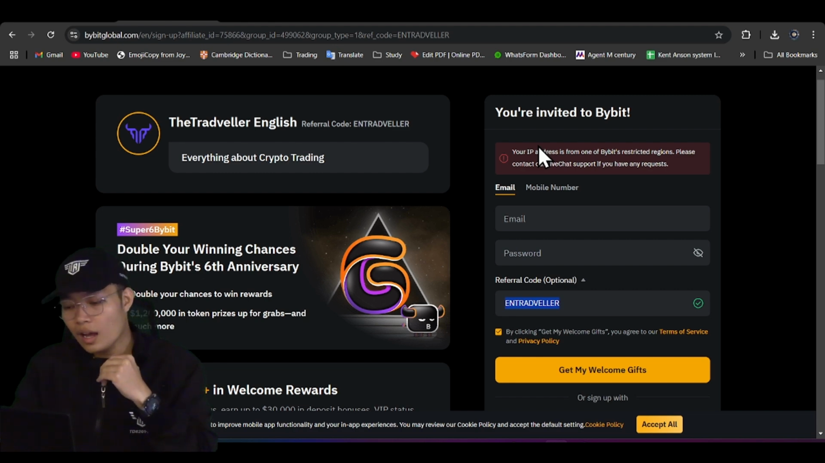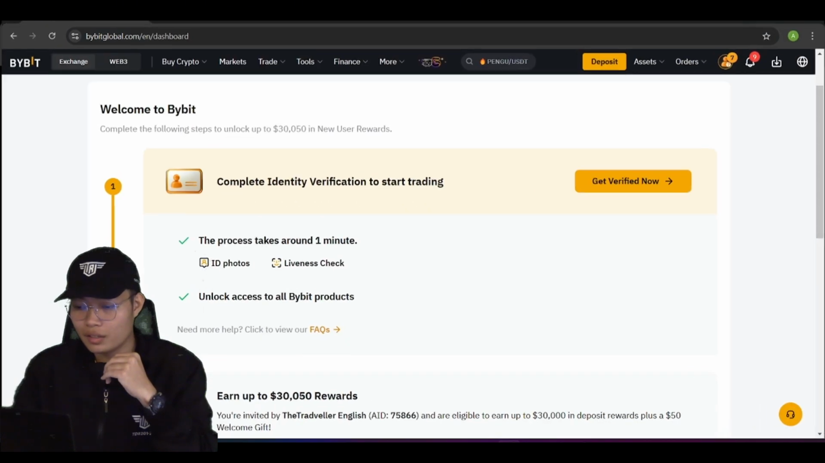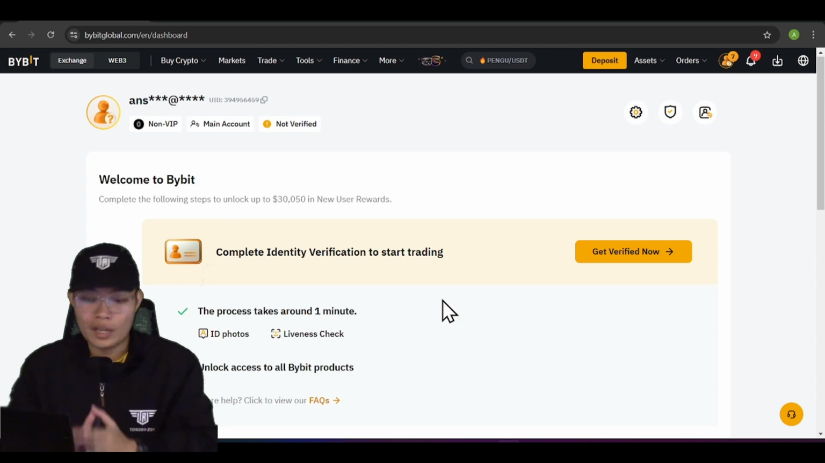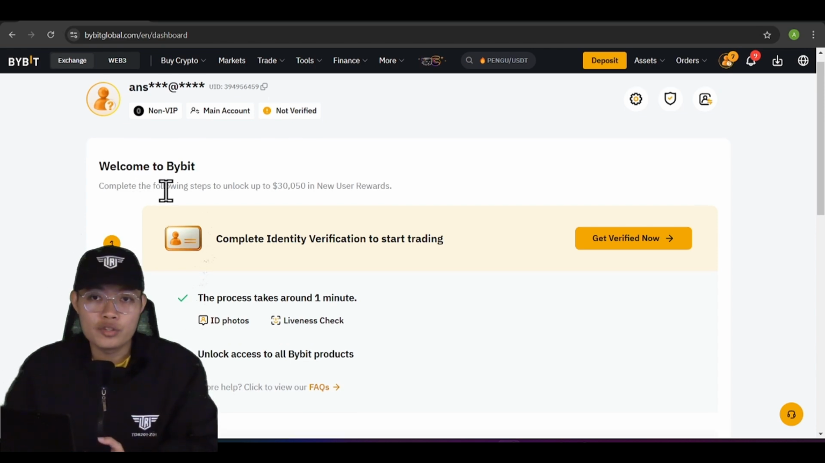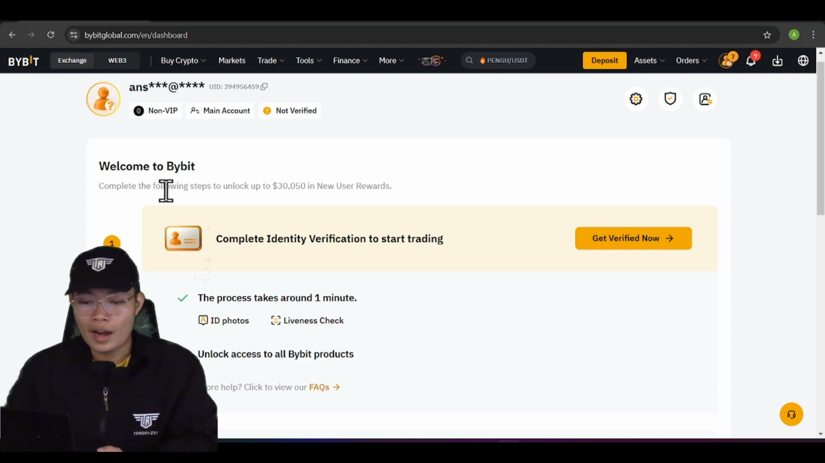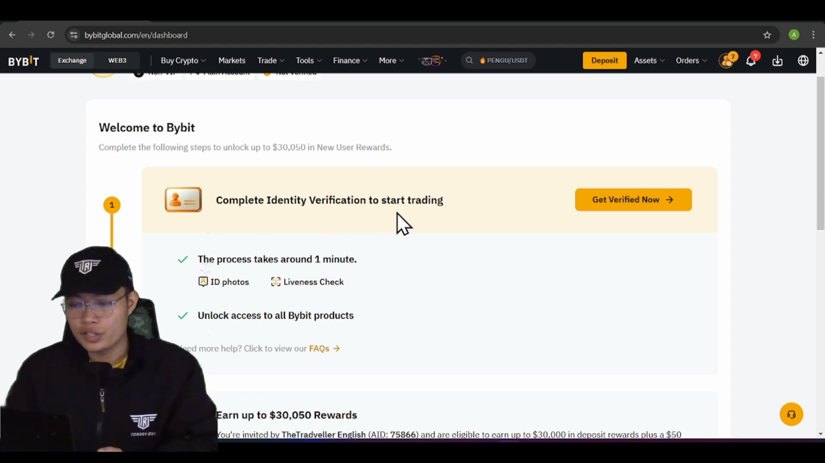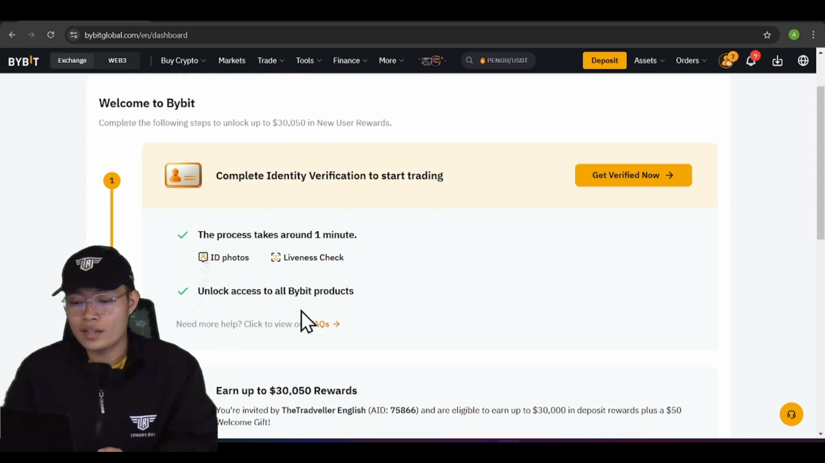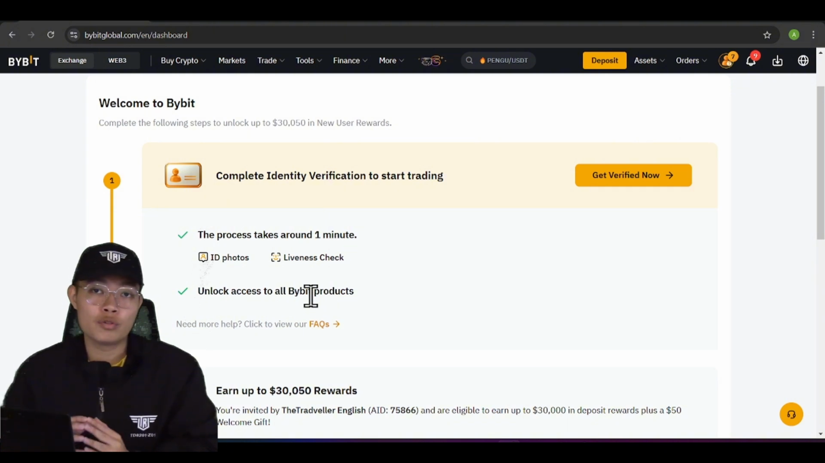After you have logged into ByBit, there are certain things that must be done. The first thing is you need to complete your KYC, because ByBit requires KYC verification. This is a crucial step to unlock all features like high withdrawal limits and P2P trading. Simply upload your IC or your driver license, complete identity verification to start trading, and you can unlock access to all ByBit products. This is very important, guys. So remember to do KYC to have full access to your ByBit account.